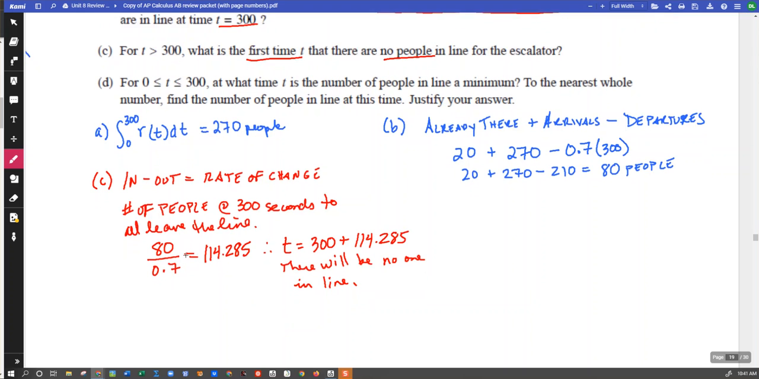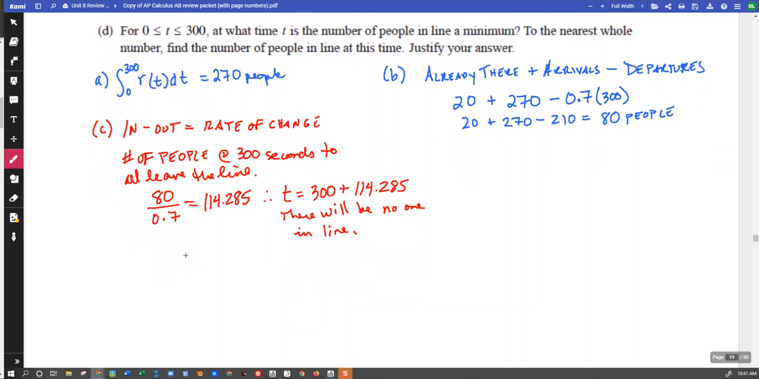Then for part D, it says to the nearest whole number, at what time t is the number of people in line at a minimum, and how many people to the nearest whole number? Justify your answer. So we need to think about our justification, and we need to think about the solution approach. So we want minimum people.